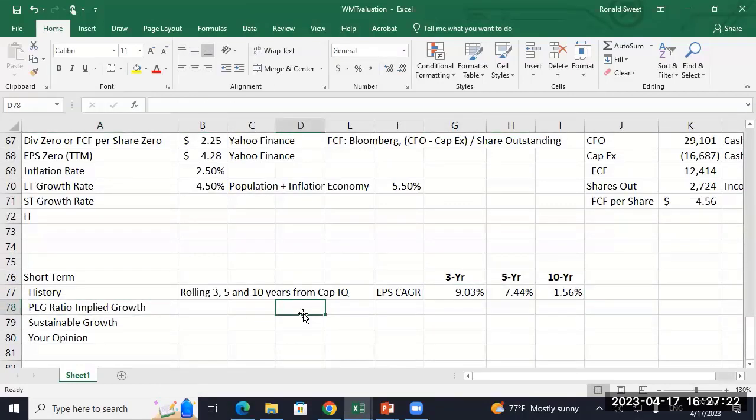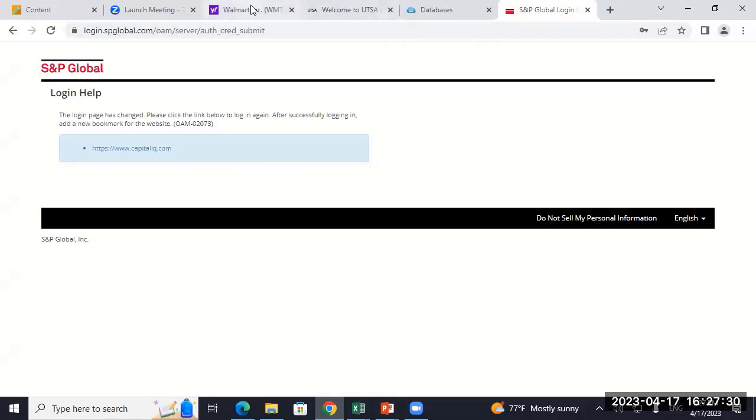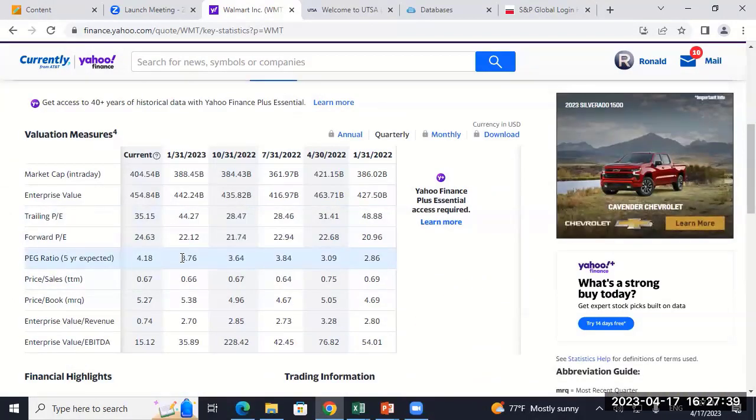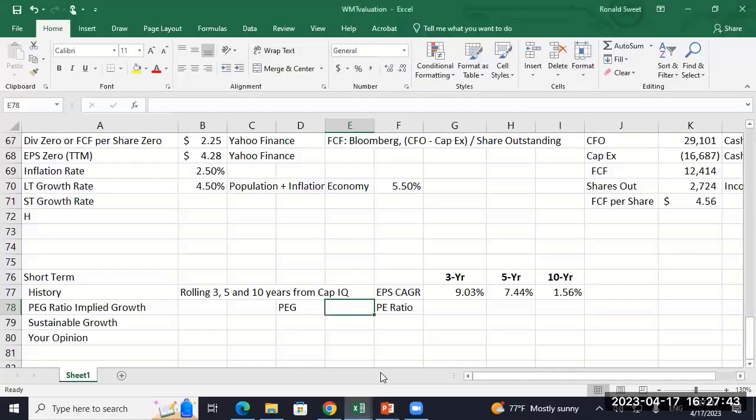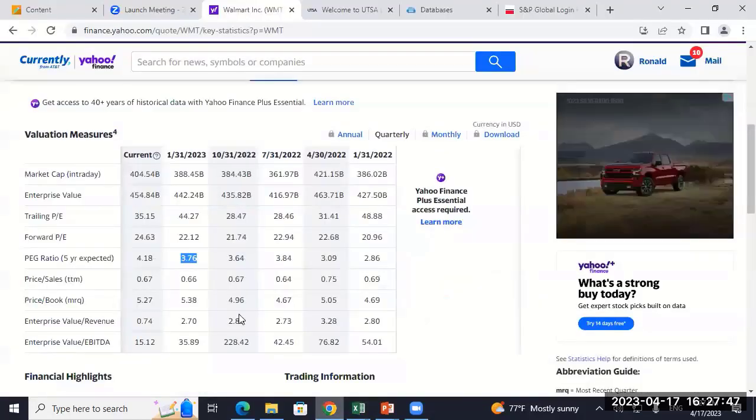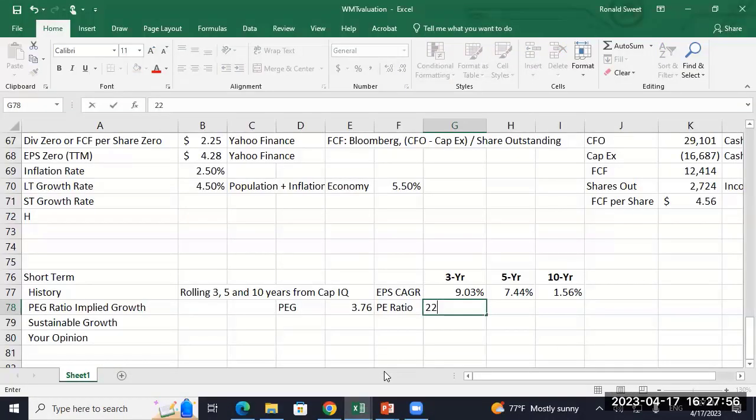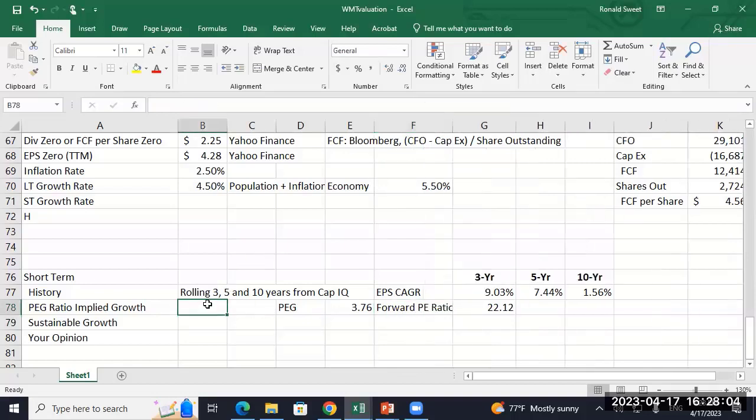The second thing was the PEG ratio. So we have the PEG and the PE ratio. Here's where we may have some data issues, but we'll see. Under statistics, you get the PEG ratio, 3.76, and for the PE ratio, you use the forward PE ratio, 22.12. And so what's the growth rate? You just take the PE ratio divided by the PEG, divided by 100. That gives you their growth rate implied over the next 5 years.